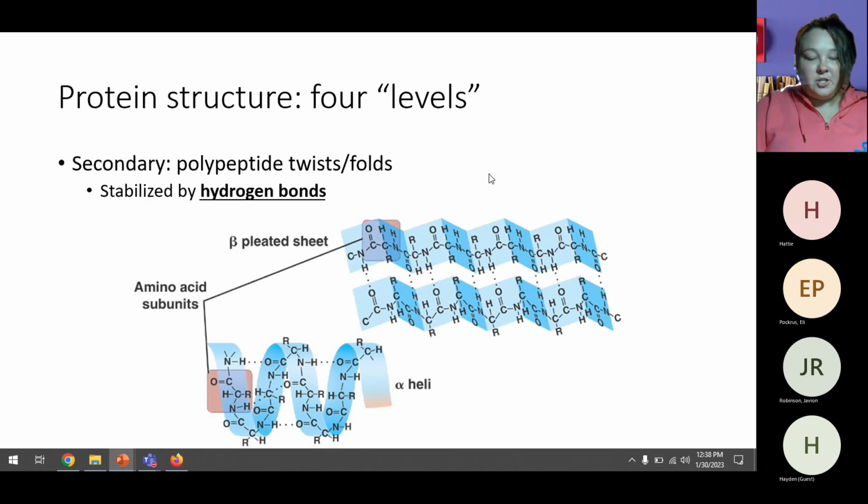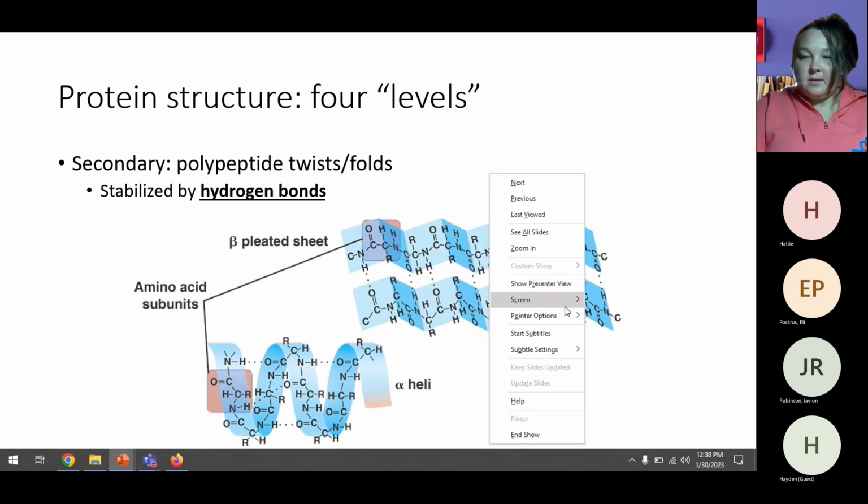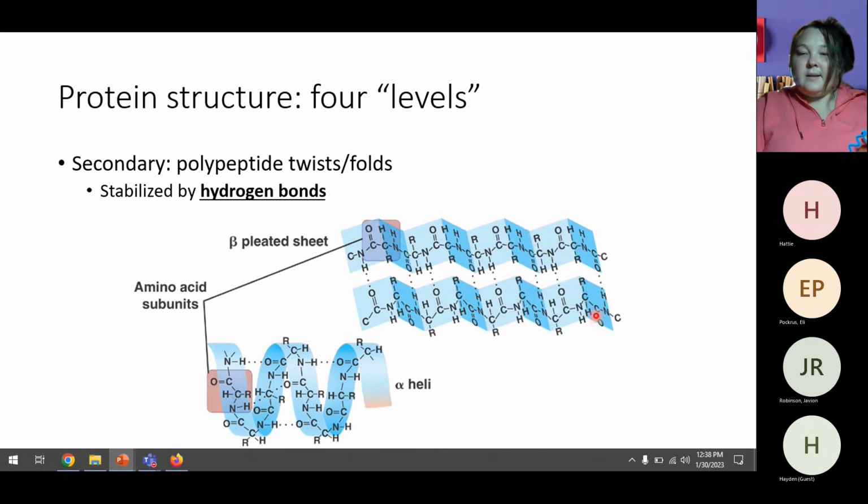I'd like to draw your attention to these dotted lines here between the sheets, between the amino acids. So these dotted lines here represent hydrogen bonds. Recall that hydrogen bonds are weak bonds, and the positioning of these hydrogen bonds determines whether the polypeptide will fold into a pleated sheet or an alpha helix.